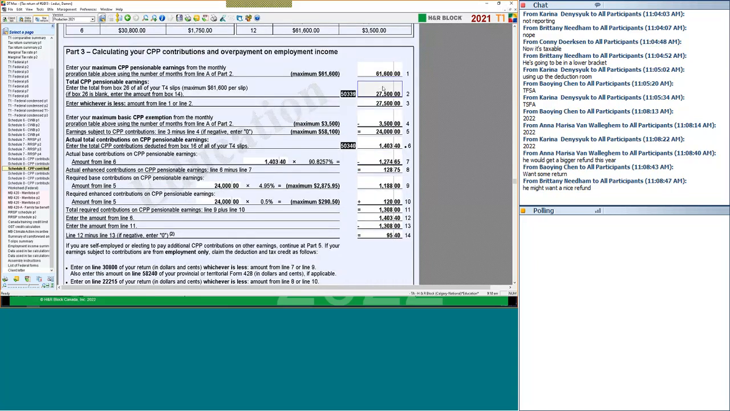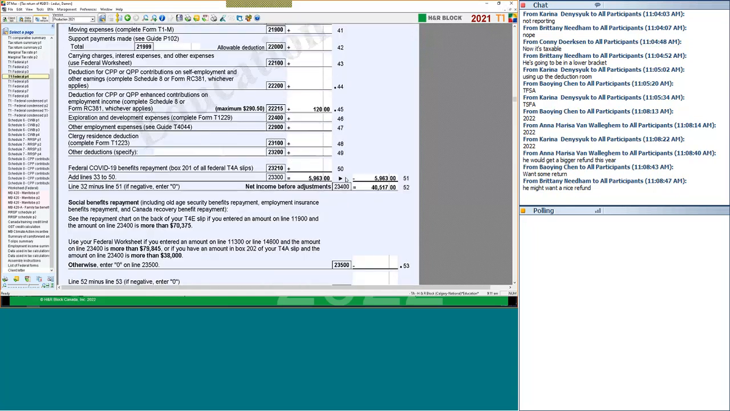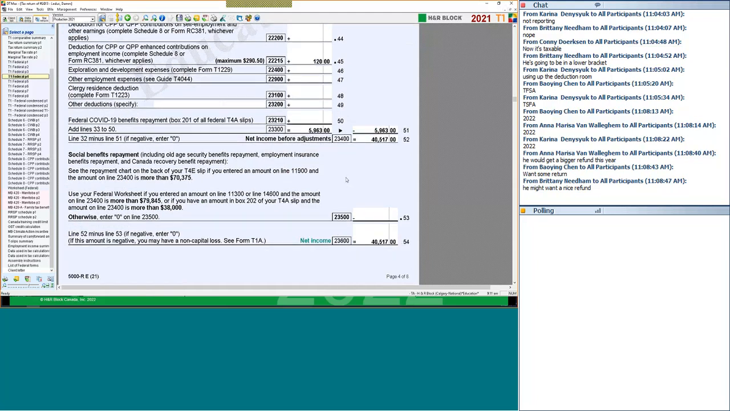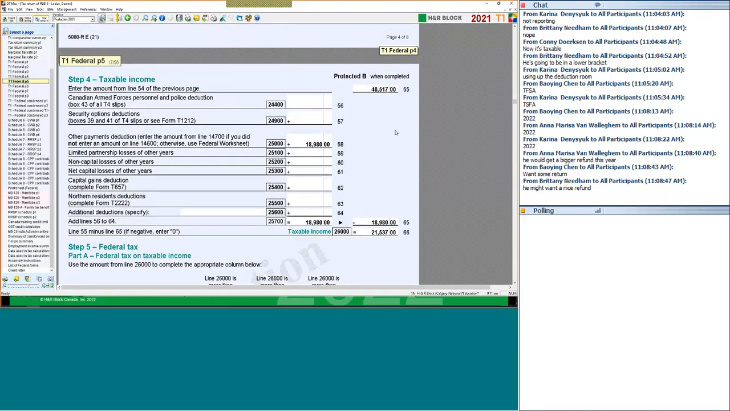Calculating here, 27.5 is below the maximum. We're going to take off the base exemption, calculate out what his actual contributions were, calculate what his allowable contributions were, and you'll notice there was a small overpayment. Well, not a small one, $95 overpayment. Let's get him the $95 back. So we're going to be using the figures from here. Okay, so all of those together, total deductions to get net income, $40,517.